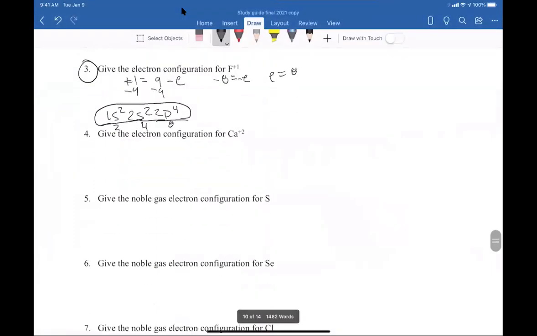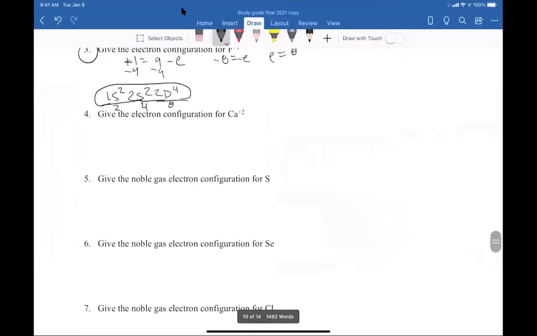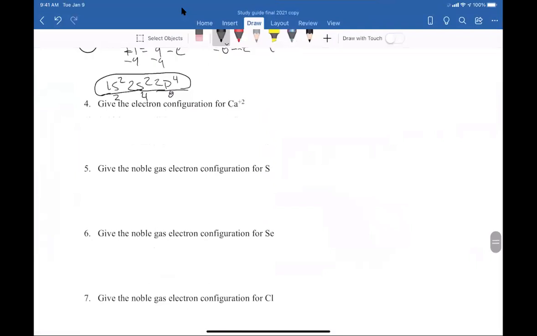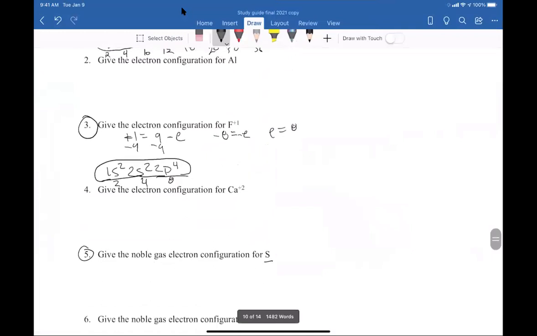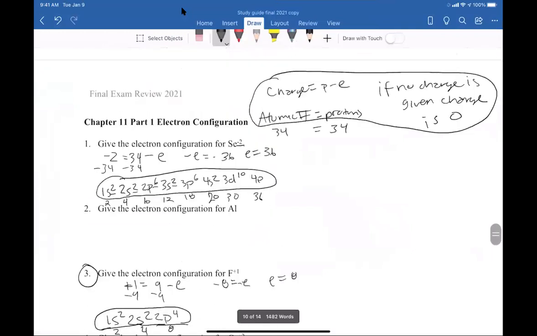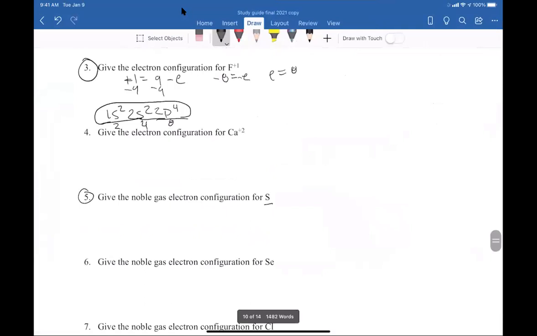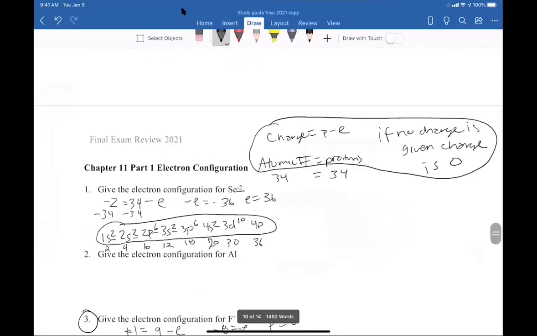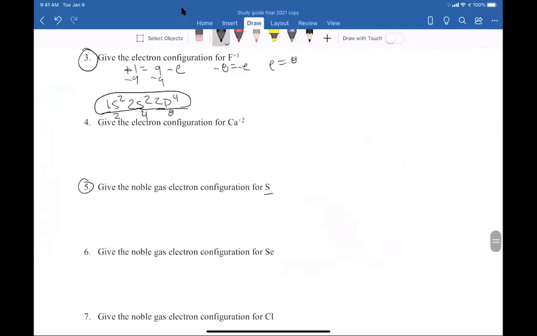Now let's do one with the noble gas configuration before we go. Number 5. It says give the noble gas electron configuration for S. So these are a little different. Remember, it's very similar to this still. We still need to know how many electrons we're going to house. So first of all, we need the atomic number of S.